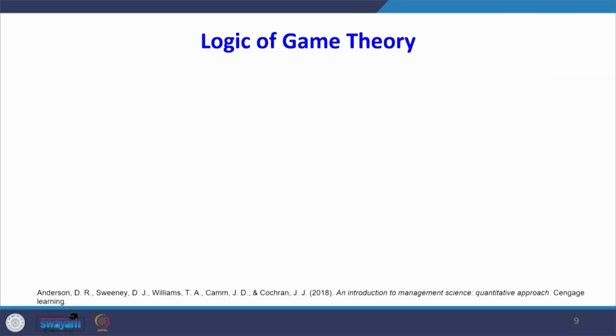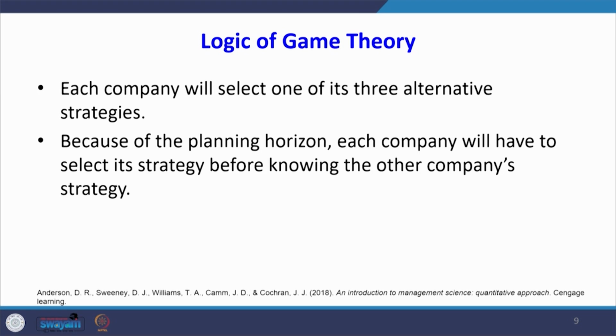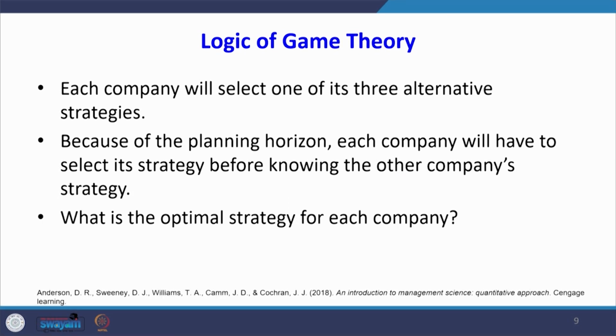What is the logic of this game theory? Each company will select one of its three alternative strategies. A can go for A1, A2, A3. Similarly, B can go for B1, B2, B3. Because of the planning horizon, each company will have to select its strategy before knowing the other company's strategy. That means they are choosing in advance. What is the optimal strategy for each company? That is the solution we have to give to the managers.